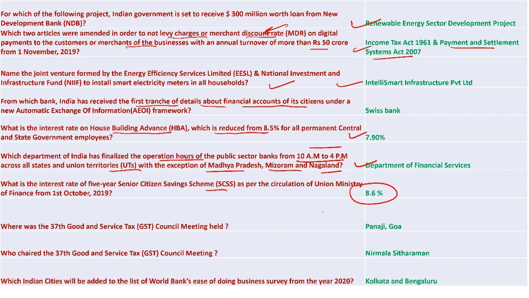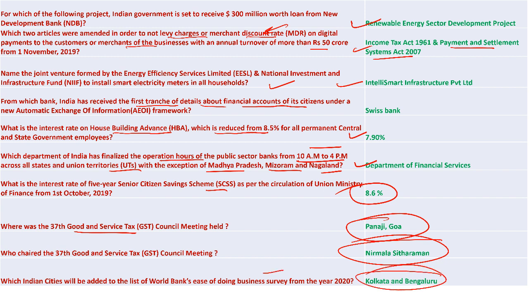That's 8.6. The 37th Goods and Services Tax GST meeting was held in Panaji, chaired by our finance minister. The cities which will be added to the World Ease of Doing Business survey, currently done only in Delhi and Kolkata, Bangalore will also be added. Try these now.